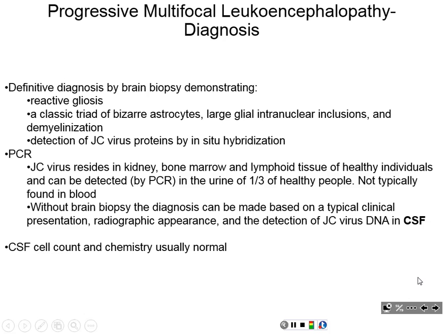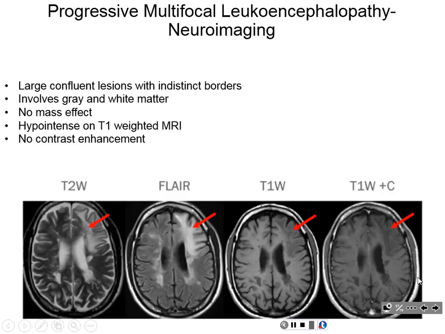So how else can we diagnose this? We can base it on the typical clinical presentation, radiographic appearance, and detection of the JC virus in the CSF, because usually it's latent in the kidney. So if it's in the CSF, there's a good chance that it's causing problems in the central nervous system. Cell count and chemistry are usually normal with this, so we're not going to be looking at glucose, proteins, anything of that sort.